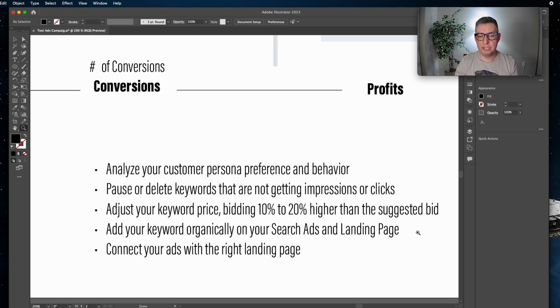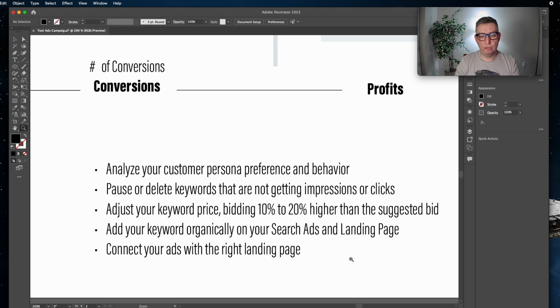Adjust your keyword price by bidding above the suggested bid, right? So go higher by 10 to 20%. I like to go a little bit higher, but not too high, because obviously the system wants you to play realistically, and in the real world you have a budget that you want to spend wisely, and bidding too high will drain your budget, and it won't be a successful campaign. So try to go 10 to 20% above the suggested bid.